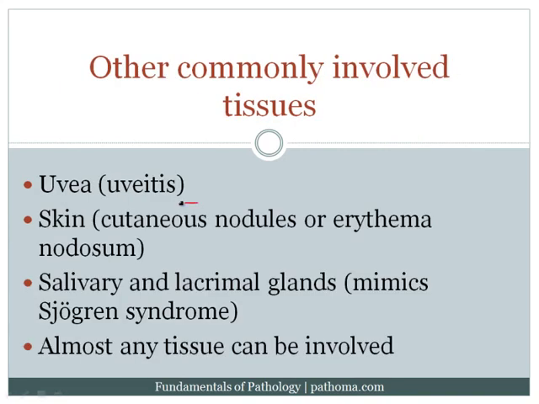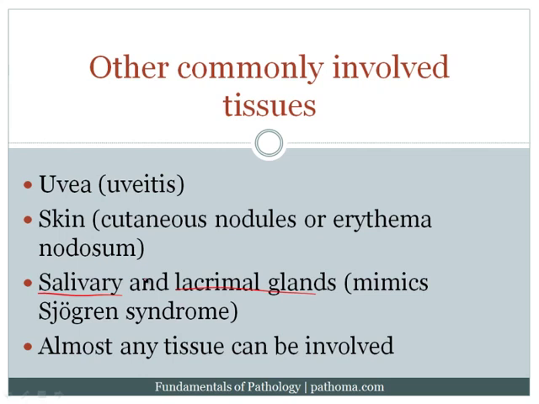So if it involves the eye, you get uveitis. If it involves the skin, you can get cutaneous nodules. It can involve the salivary glands and the lacrimal glands, so it can mimic Sjogren's syndrome, and this is very important because, again, it's sort of the knee-jerk questions that show up on exams. They expect you to jump for Sjogren's syndrome, but actually they're talking about something different, and in this case they're talking about sarcoidosis.